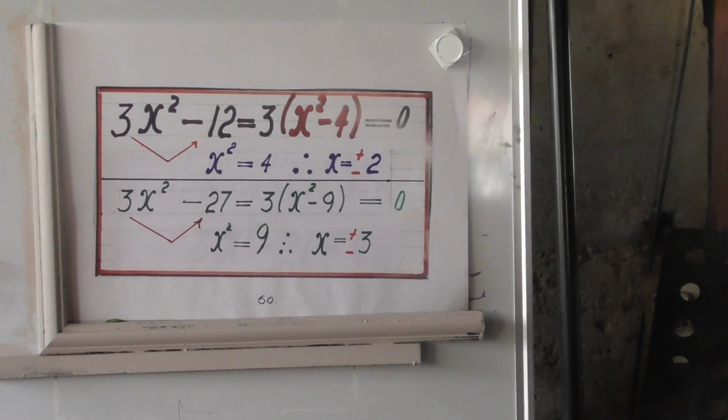Two answers. The 3 goes outside, so the x is still inside. Negative 27 divided by 3 is negative 9. So now the 3 cannot be naught, so this is naught. That means x squared has to be 9 to make it naught. Index is even. We have two possibilities. X is not just 3, no. X is positive 3 or negative 3.